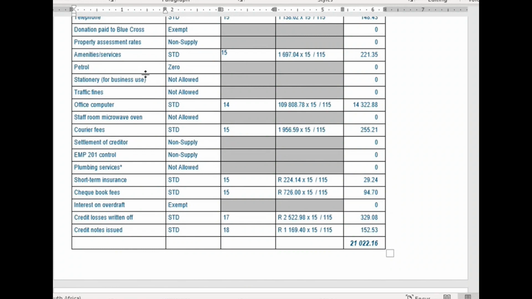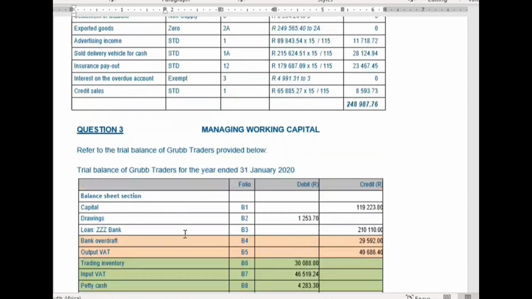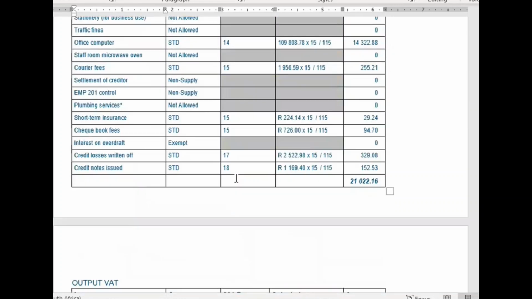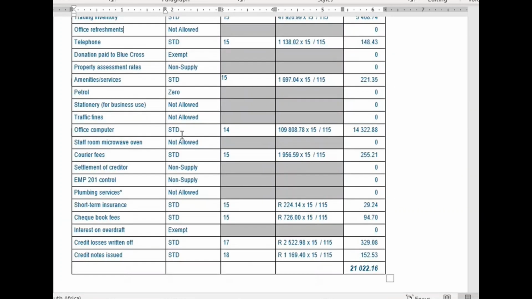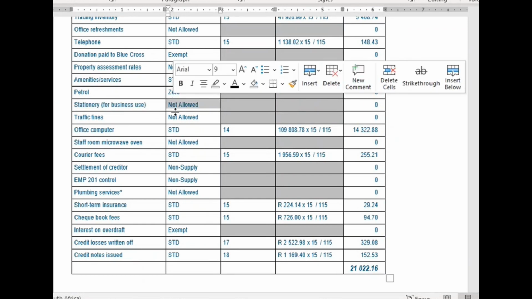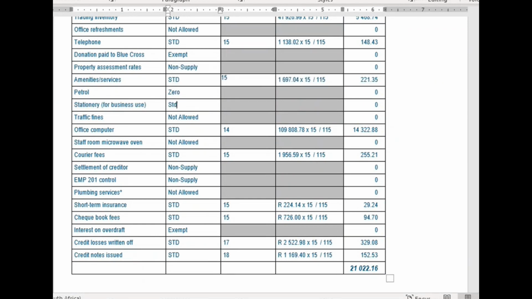Obviously, stationery for business use is very standard. I think when I filled it in, I just assumed that it was not for business use and therefore said it was not allowed. Stationery for business use is absolutely allowed. It's just now if I put it in here, it's going to change everything. Well, actually, it won't. It will only change this amount. So stationery for business use is in fact standard. Let me just make that standard.